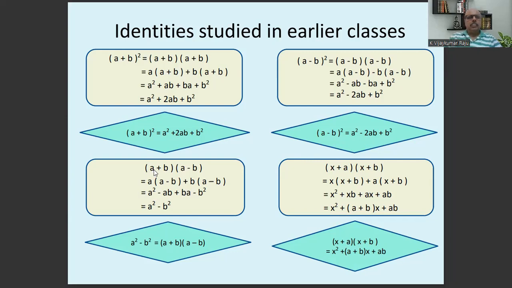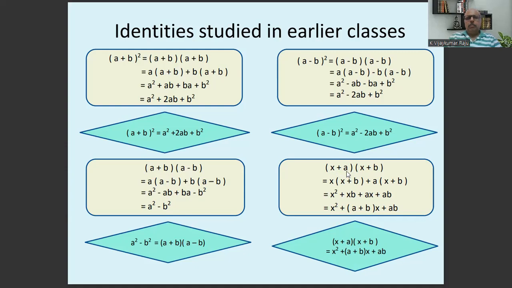Now let us take a third identity, (a plus b)(a minus b). The first bracket is positive, the second bracket is negative, and the first and the second terms both must be the same. (a plus b)(a minus b): only the sign must be different. In that case, if you multiply a into (a minus b) plus b into (a minus b), it becomes a square minus ab plus ba minus b square. ba and ab are both the same; one is negative, one is positive, so they cancel. You are left with a square minus b square. So a square minus b square is (a plus b)(a minus b).